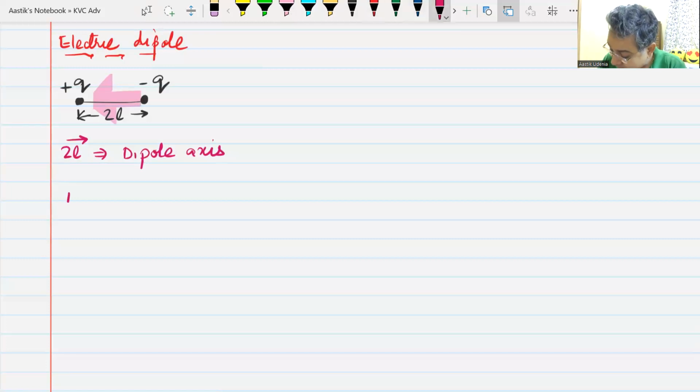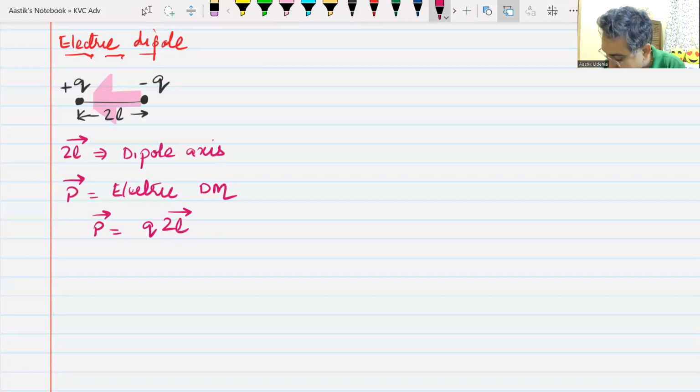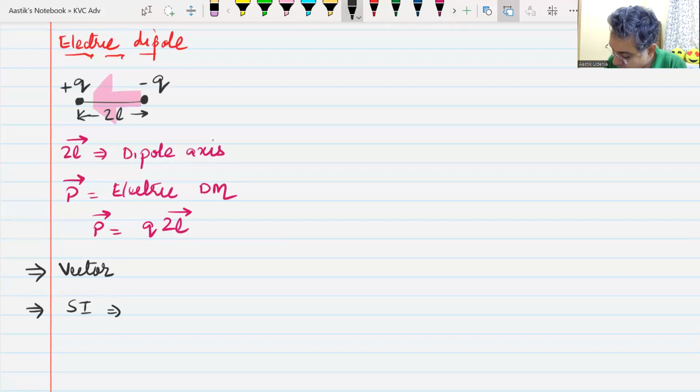Every electric dipole will have electric dipole moment. This P will be equal to electric dipole moment, and this P vector will be equal to Q multiplied by 2L vector. Do we understand this? Yes, sir. What type of quantity will electric dipole moment be? Electric dipole moment will be a vector quantity. Do we understand this? Yes, sir. The SI unit would be coulomb meter and the dimension will be ALT. Do we understand this? Yes, sir.